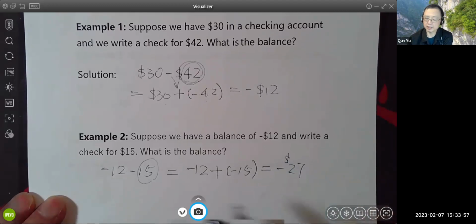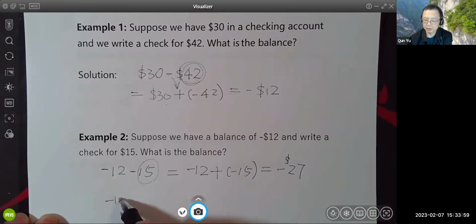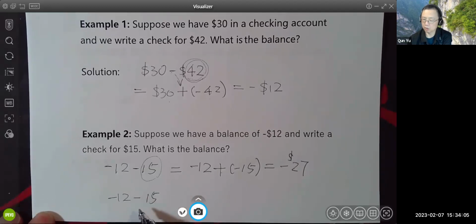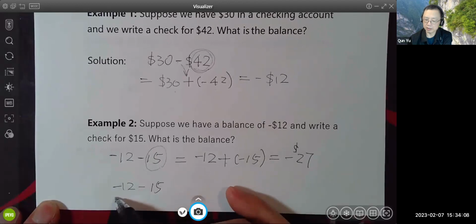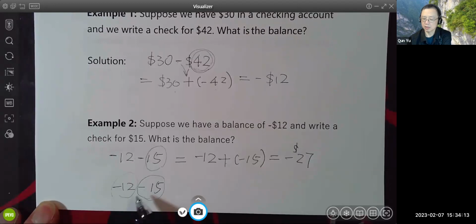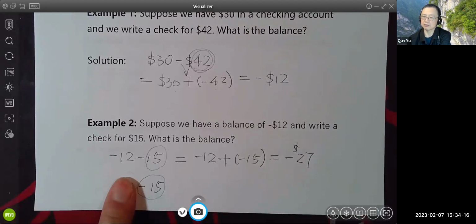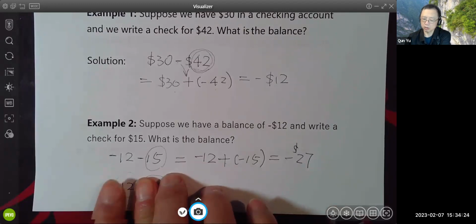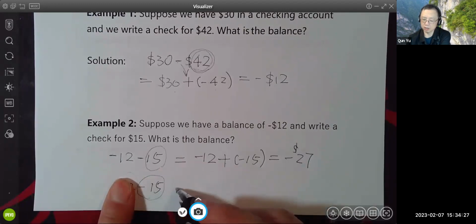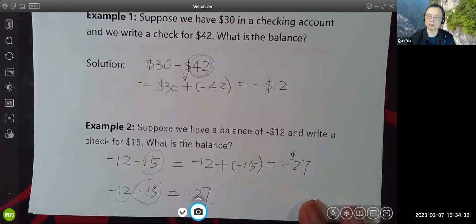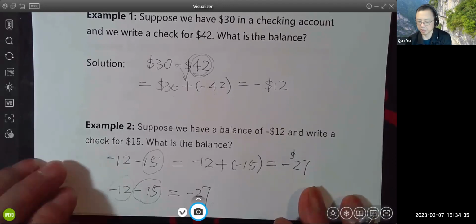Now, actually, there's another way to look at this. Instead of looking at this minus as an operation, you can always look at this whole thing as two numbers. Say negative 12, and you have another negative 15. You don't read this as minus, just as negative numbers. Look at them separately. You got negative 12, another negative 15. How much in total now? The accumulation is negative 27. It's just a different way to look at things, and you get the same answer.